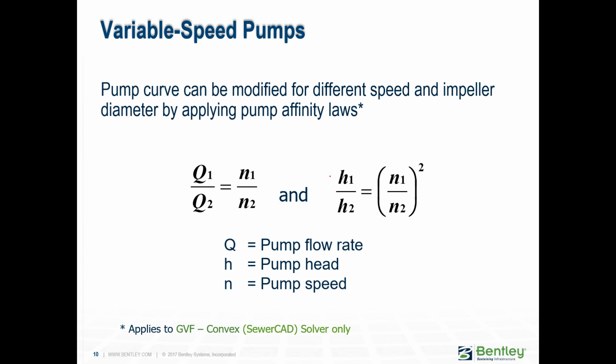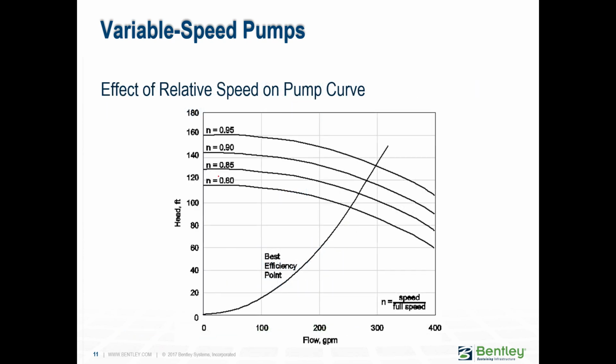So it's really great because it can modulate itself to meet whatever needs you have. A lot of people rave about them because they're just like having multiple pumps in one. And we can model those in the software, and this is actually what they look like. When the relative speed, this n value, is 0.95, this is the pump curve. But when it's 0.8, then you get the equivalent to a smaller pump. So it's actually pretty good.